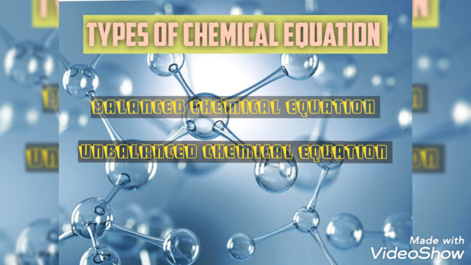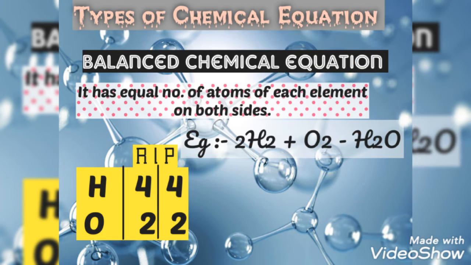Now types of chemical equations. There are two types of chemical equations, balanced and unbalanced. Balanced chemical equation has an equal number of atoms of each element on both sides. Example, you can see 2H2 plus O2 gives 2H2O. Here in the reactants, hydrogen atoms are 4 and oxygen atoms are 2. Same in the products, it's 4 and oxygen atoms are 2.